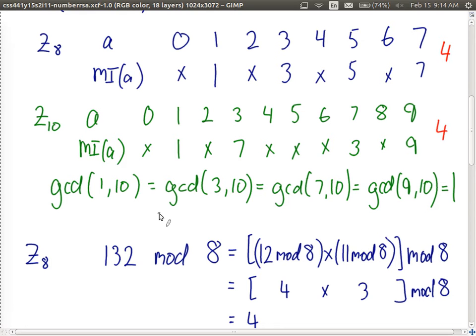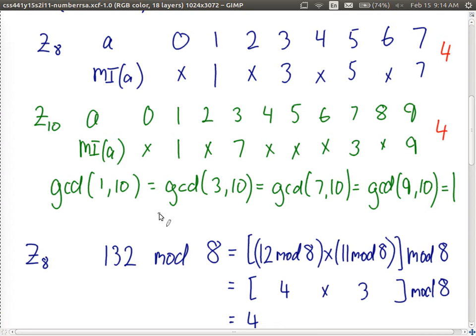So in these two sets, Z8, the modulus was 8. We mod everything by 8. We looked at all the numbers from 0 to 7 and found out which ones have a multiplicative inverse: 1, 3, 5, and 7. And if a number is relatively prime to the modulus, it will have an inverse.